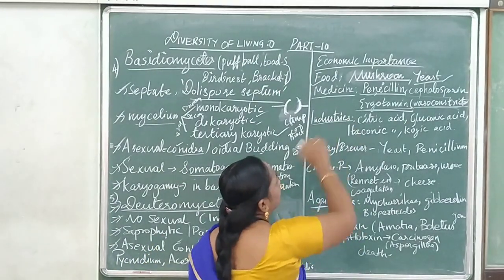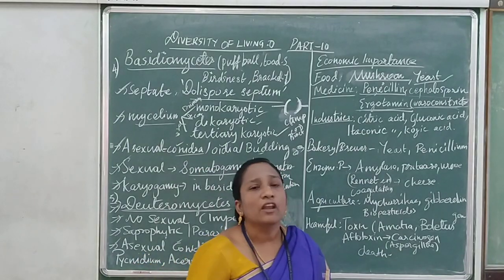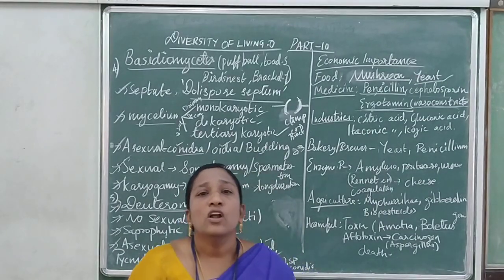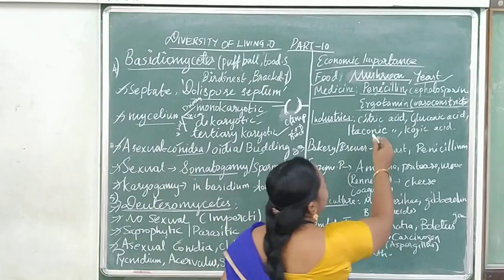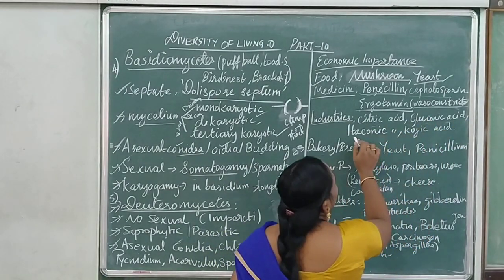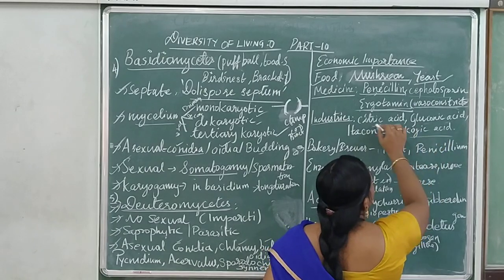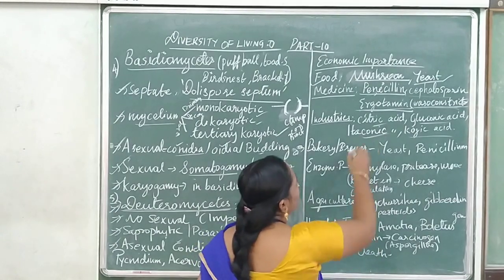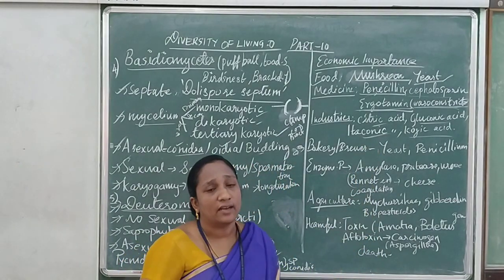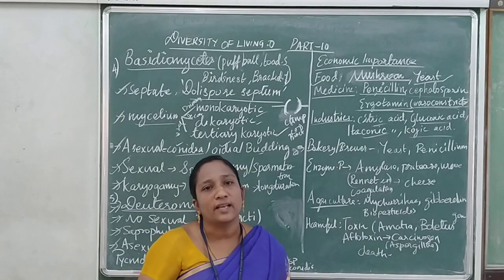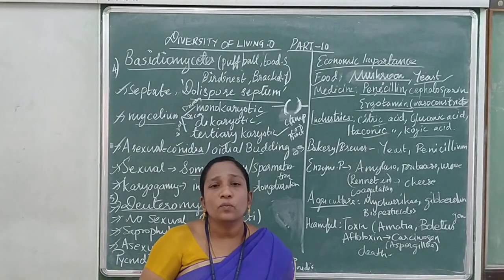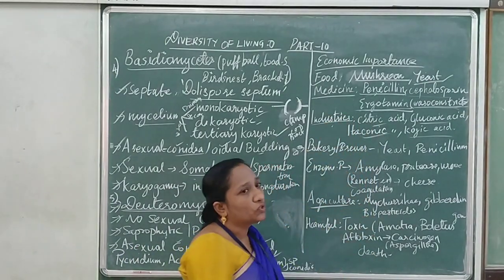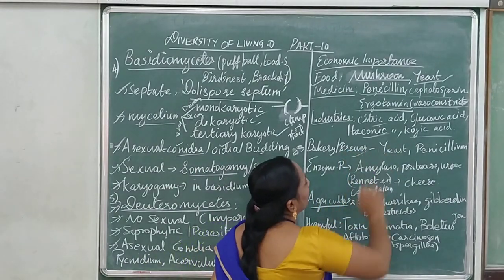And next one, in industries. In industries, fungi is used to prepare a lot of acids. So what are they? Citric acid, gluconic acid, itaconic acid, and kojic acid. So a lot of acids are prepared by using the fungi. These acids are produced on a large scale in the industries, and are used to prepare a lot of products. Okay, so that is acid preparation in industries. It is useful. And next one, in bakery and brewery industries.